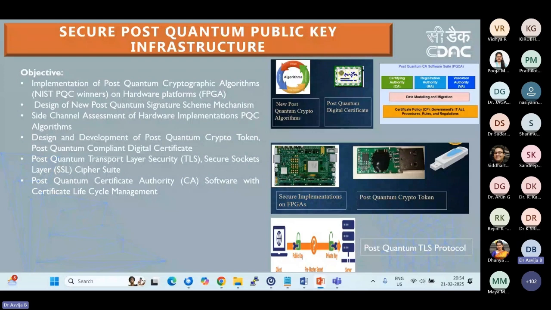The existing USB-based dongles that you are all familiar with for signing, we are looking at whether they can be replaced with quantum safe algorithms. So that has been our focus, and we are working in this area as well. And in addition to that, we are also working on developing a completely quantum safe TLS protocol to make quantum internet communication quantum safe.